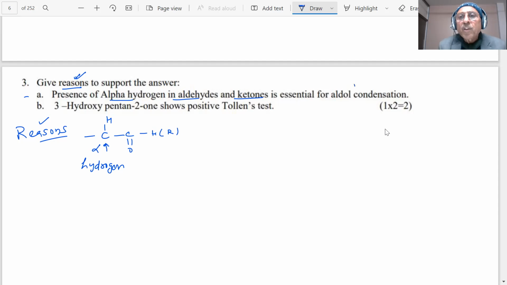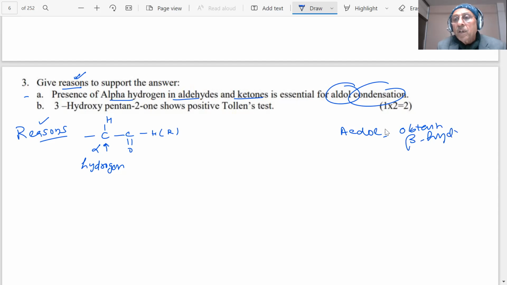Now the question is, what is aldol condensation? You have studied aldehydes, and what you get is: OL stands for the OH group and ALD for aldehyde. The products you already know. In the case of aldol condensation, what you obtain, students, is beta hydroxy aldehyde or ketones. So you call them aldol or ketol.